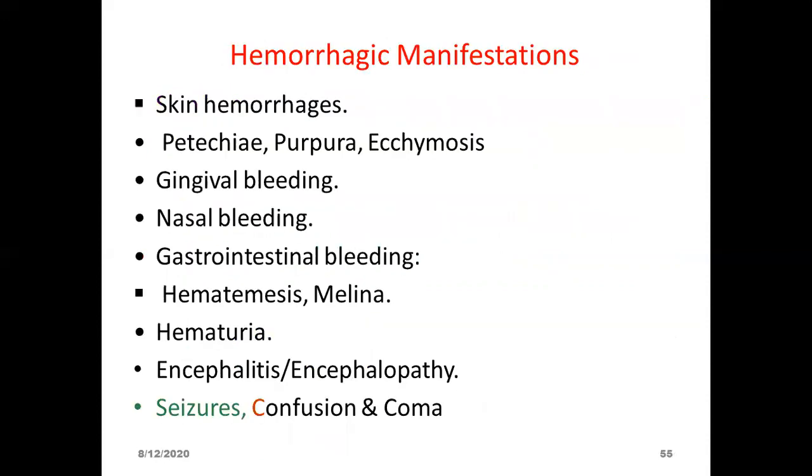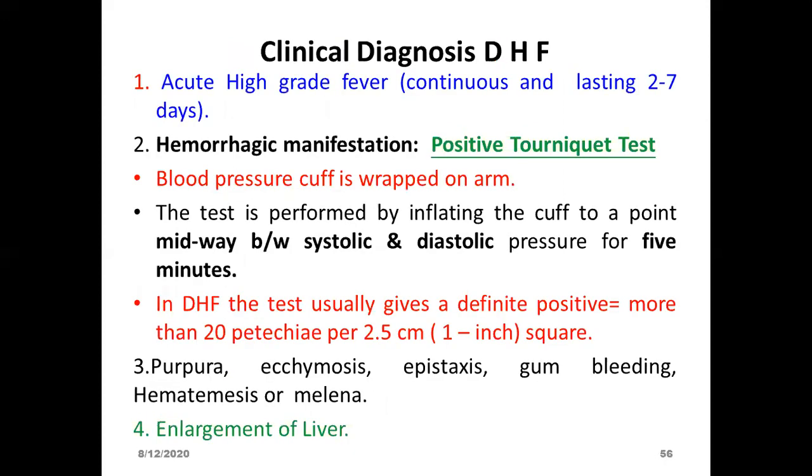The hemorrhagic manifestations will be there like skin hemorrhages, petechiae, purpura, ecchymosis, gingival bleeding, nasal bleeding, GIT bleeding, hematemesis, melena, hematuria, encephalitis, encephalopathy, seizures, confusion, and even the patient will go into coma.